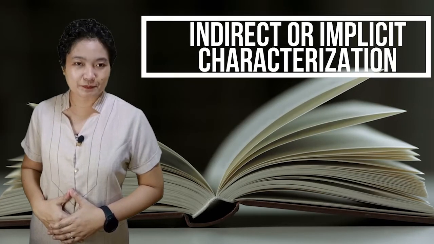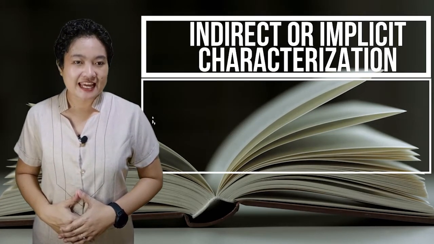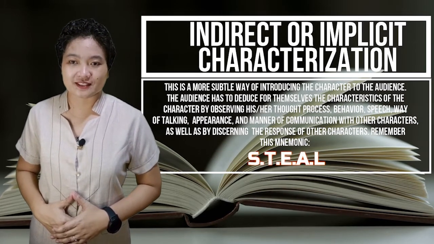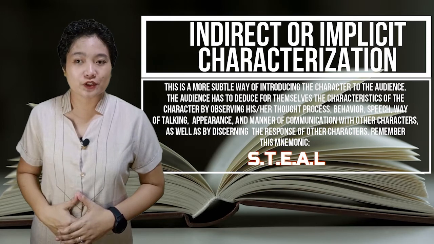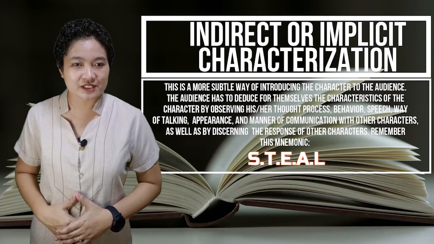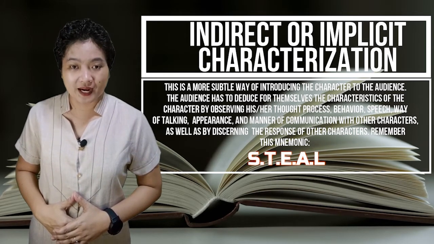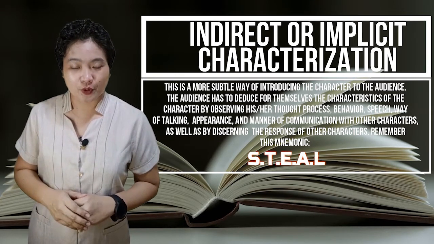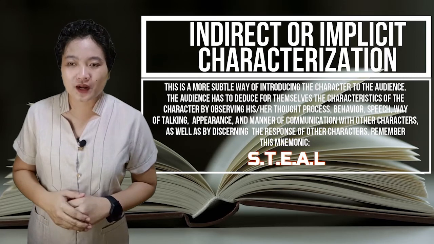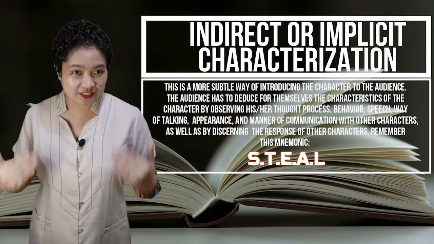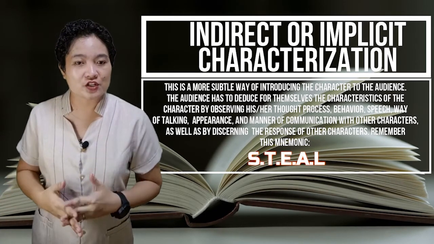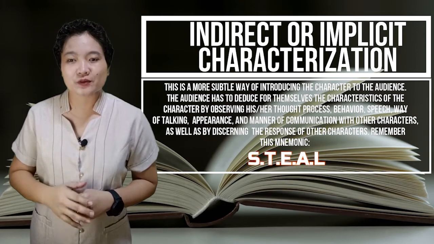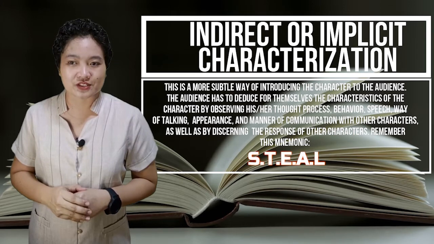Indirect or implicit characterization is a more subtle way of introducing the character to the audience. The audience has to deduce themselves the characteristics of the character by observing his or her thoughts, behavior, speech, way of talking, appearance, and manner of communication with other characters, as well as by discerning the response of other characters.